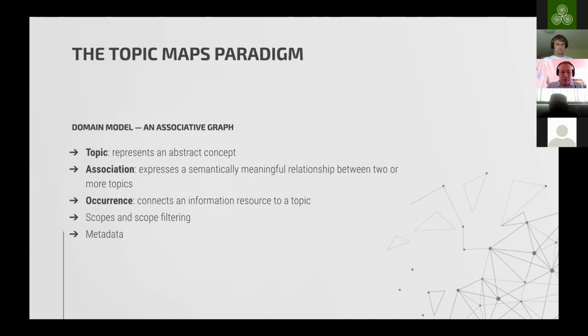I won't go too much into scopes and scope filtering, but scopes is a very powerful concept within the topic map paradigm, and it really allows you to establish, let's call them points of view, perspectives. And then finally, you can also attach metadata to everything in a topic map. So I can attach metadata to a topic, an occurrence, and an association.